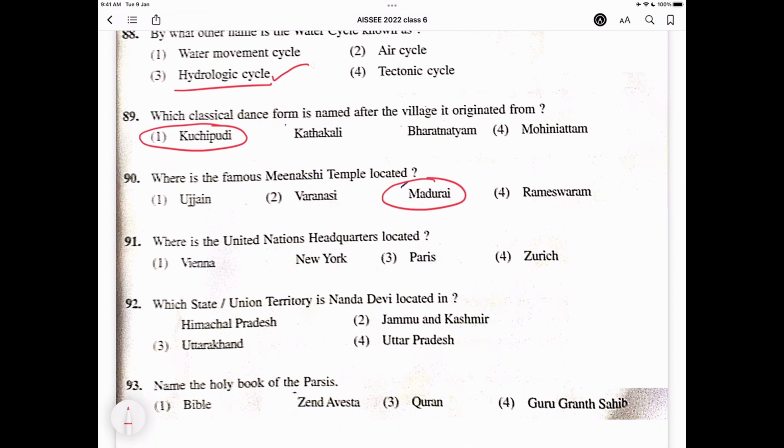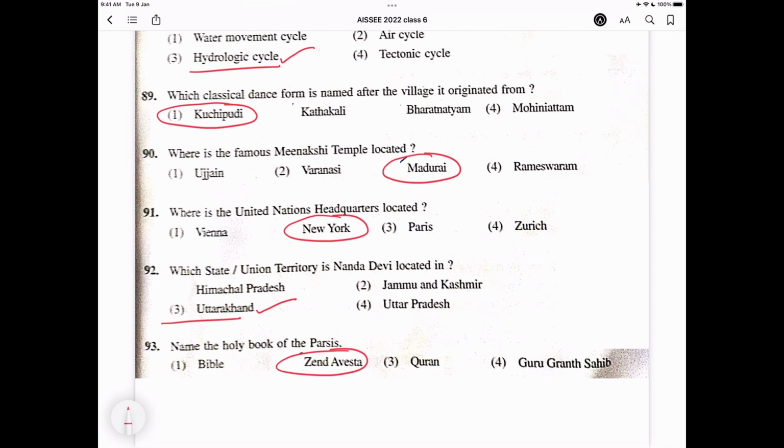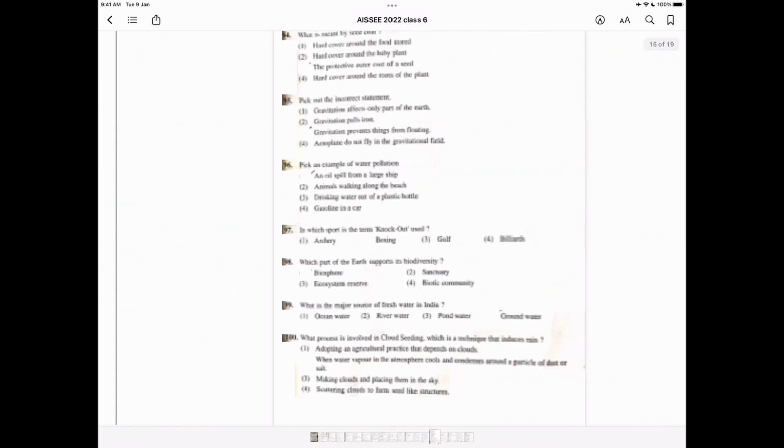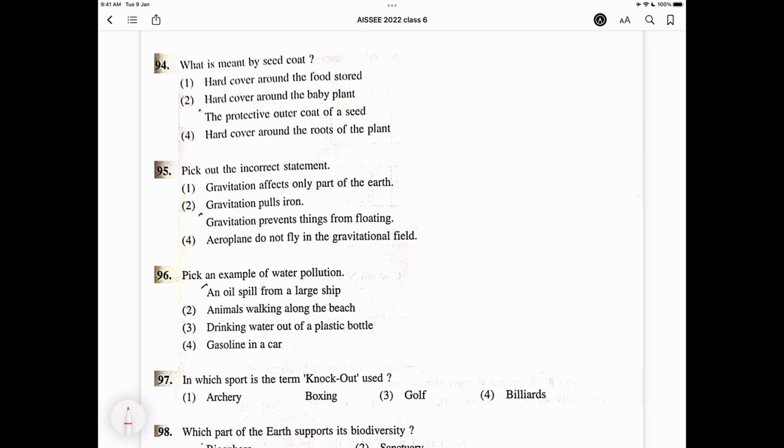Question number 91, B option is the correct answer. For question number 92, C option is the correct answer. In question number 93, B option is the correct answer. Moving on to the next page. In question number 94, C option is the correct answer. To protect the outer coat of a seed. For question number 95, B option is correct.